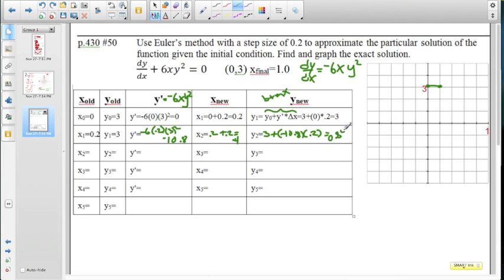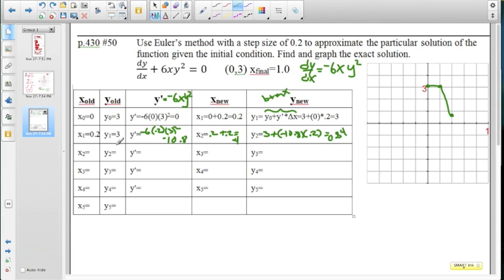0.84. So we have a slope, if you think about this, of negative 10. That's a pretty big slope. So across 0.2, we're going to fall a lot. We're going to fall all the way down to 0.84, so just under 1. So here is that second approximation for Euler's method.